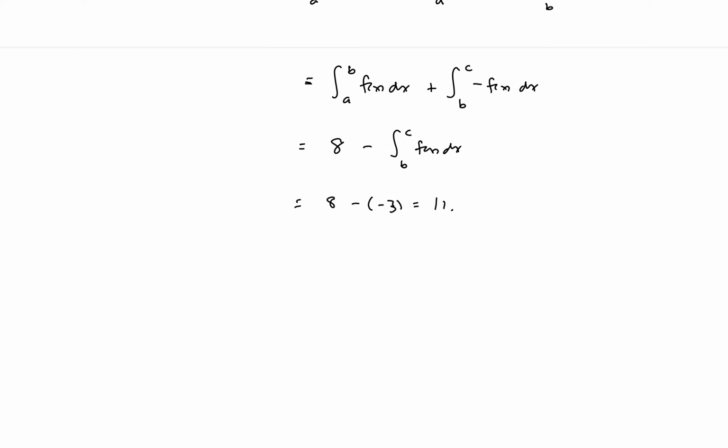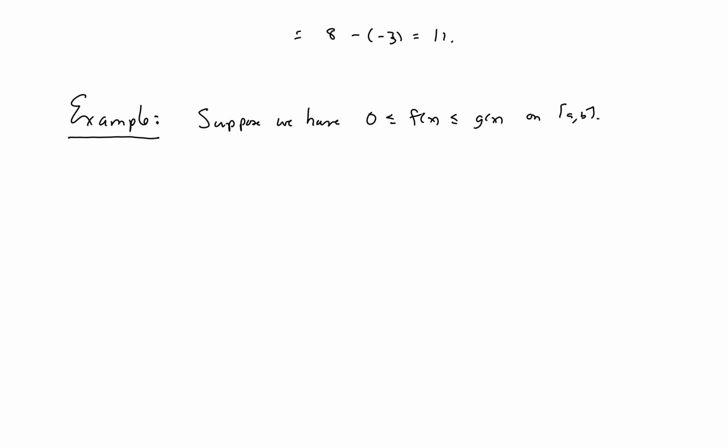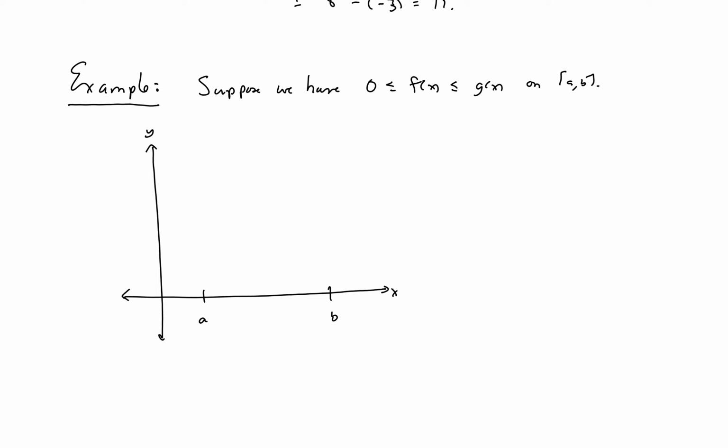Let's look at one more example here. Let's suppose we have positive f of x, but it's less than some function g of x on my interval ab. So maybe this looks something like this. Let's just draw this situation out.